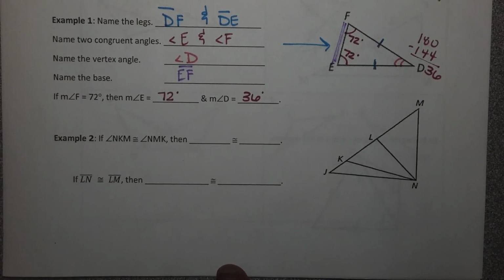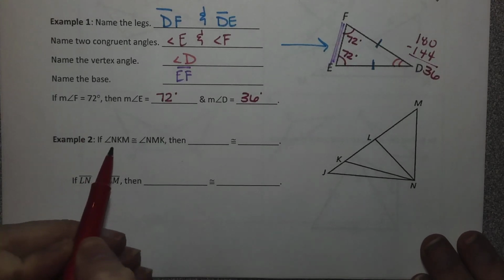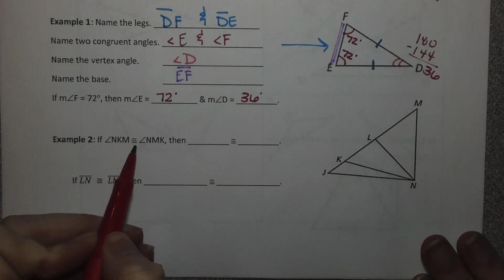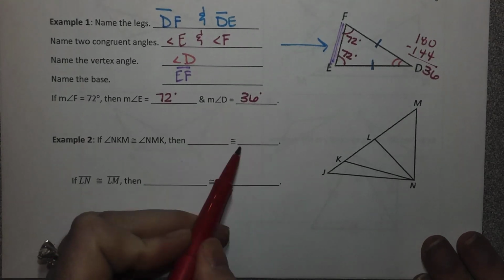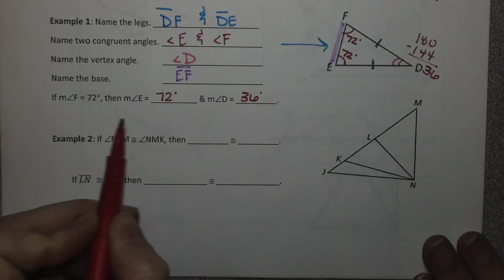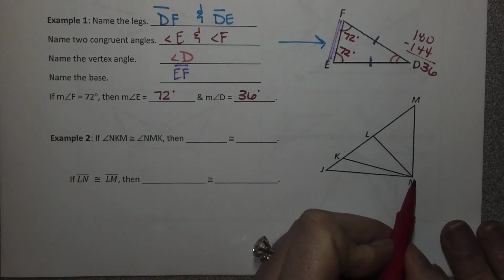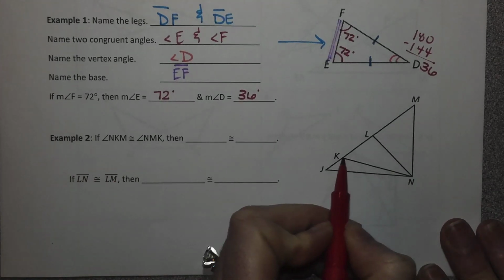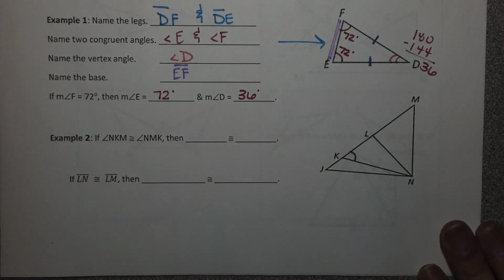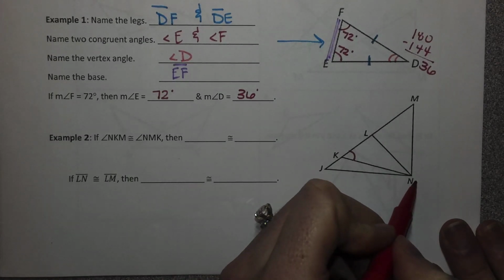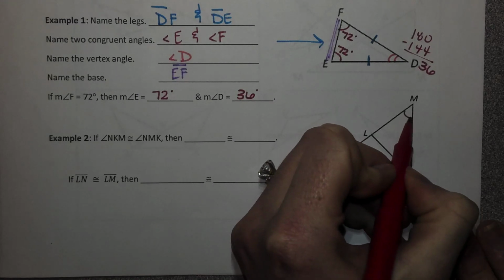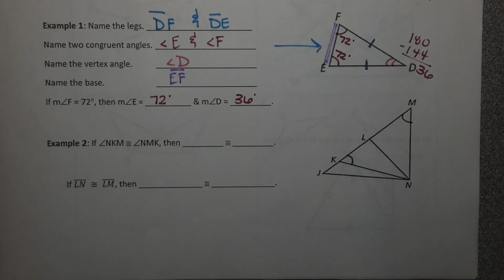Alright, so it says, if angle NKM is congruent to angle NMK, then what else do we know is congruent? So let's label these. Angle NKM would be this angle here, is congruent to angle NMK. Okay, we know those two angles are congruent.